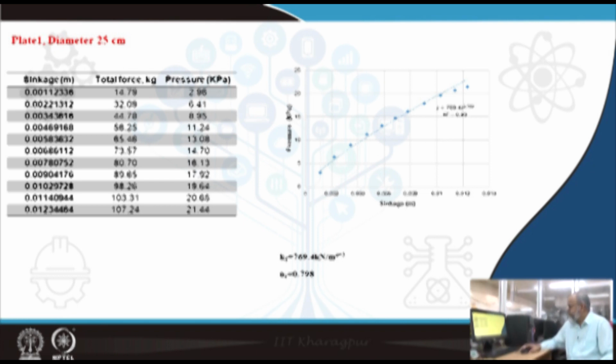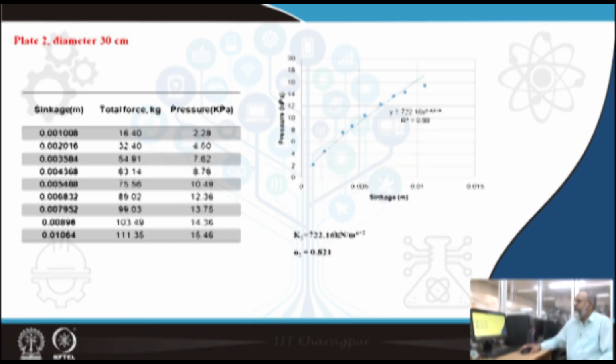Now what we observed here is this is fitted to a power equation which can be given as pressure is equal to 769.4 kilonewton per meter raised to the power n plus 2, and into x, where x is your sinkage. So sinkage raised to the power 0.798. So here we got 2 values. One is the k value, the other one is the n value, and we have denoted it as k1 and n1 corresponding to plate 1.